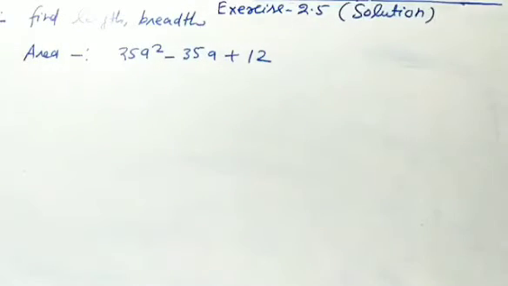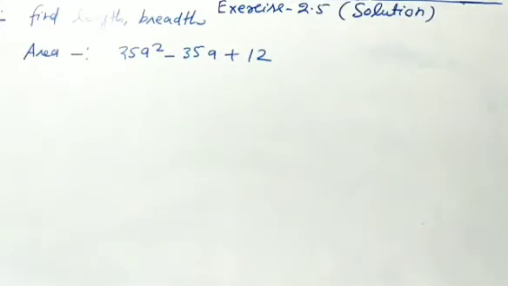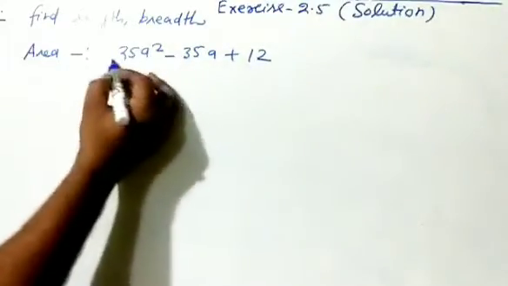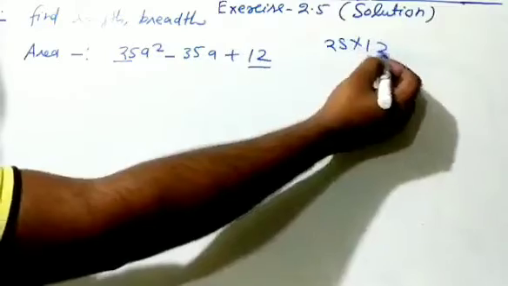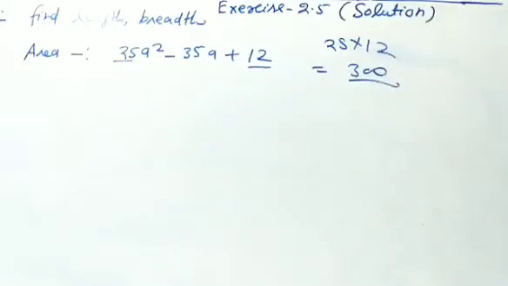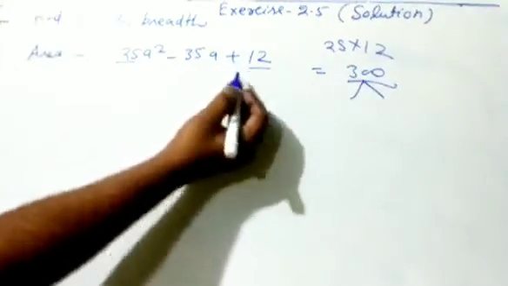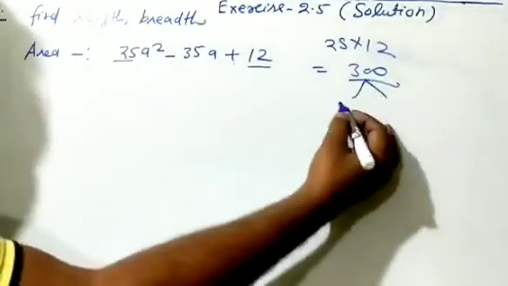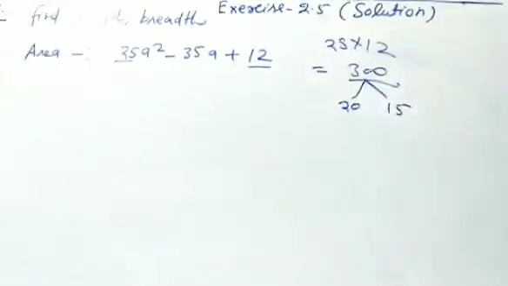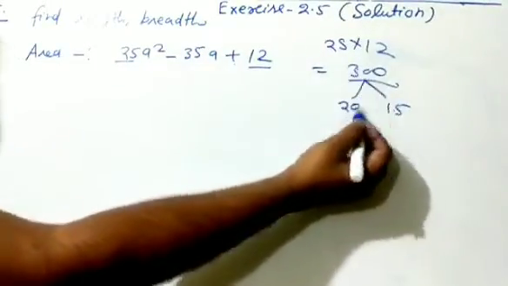Now next question 15, we have to find length and breadth, and we are given the area 25a square minus 35a plus 12. Students, this is a quadratic expression and we have to find length and breadth. So we already know that we have to split the middle term. How? First of all, we multiply 25 by 12, it will be 300. We have to factorize 300 so that the sum of these factors would be 35. So the factors will be 20 and 15. If we multiply 20 and 15, it will be 300 and the sum will be 35.